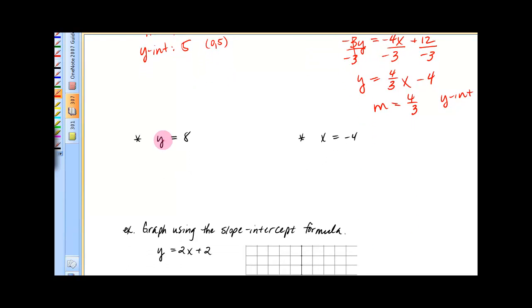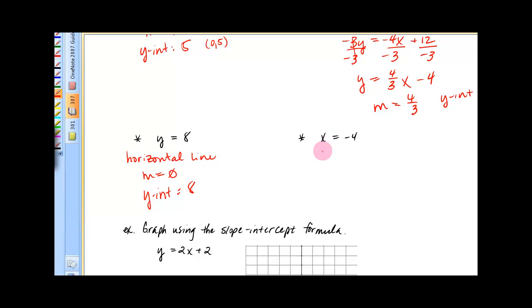Now, what do we do with the equation that looks like this? Here I have y is equal to 8. What do we know about an equation where y is equal to a value? Remember that this is a horizontal line and that the slope is 0. We talked about that in the last lecture. So if this is a horizontal line, the slope is 0, and we are crossing the y-axis at 8. So the y-intercept is 8. So this one is just a horizontal line crossing through 8.